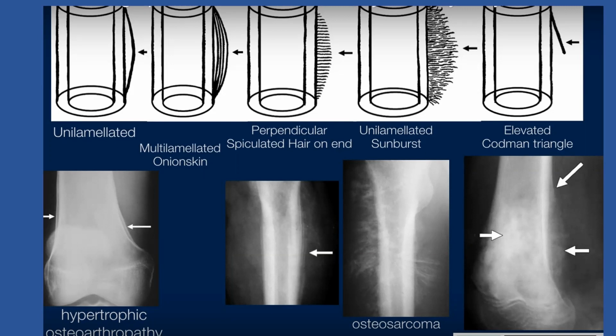And when these tumors penetrate the cortex, on the extreme right, it penetrated the cortex and pushed the periosteum away. And it formed a triangle. This is called the Codman's triangle. Please keep these. All these are read by plain X-ray.